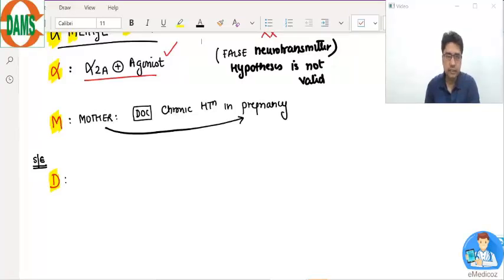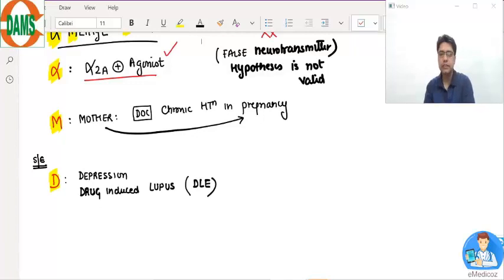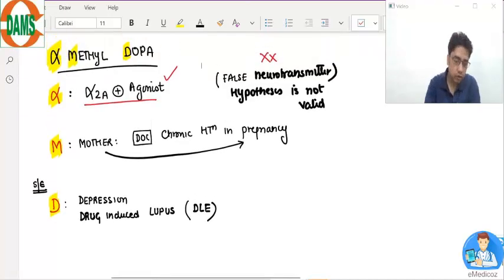It causes drug-induced lupus, which is known as DLE. You will learn what DLE is in pathology. Okay. And lastly, you will write that it also damages RBC.